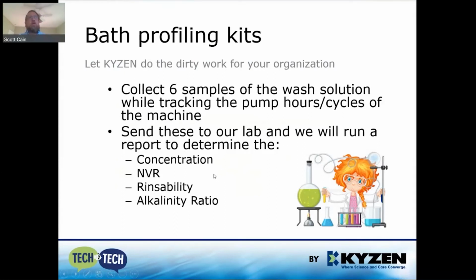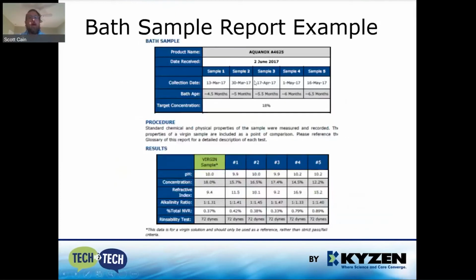We're going to determine all of these things that we've talked through, and then you will get a report back. You can see this bath sample report lays out when the collection date was, what the bath age is, and then it talks through where the NVR was with the virgin sample all the way to the end, the rinsability, and so on and so forth. It provides a lot of information that lets you extrapolate: if we have lost this much chemistry in X amount of time, what does that look like going forward? It provides a really good basis for information that's really hard to see just looking at the board that you don't have to deal with day to day.